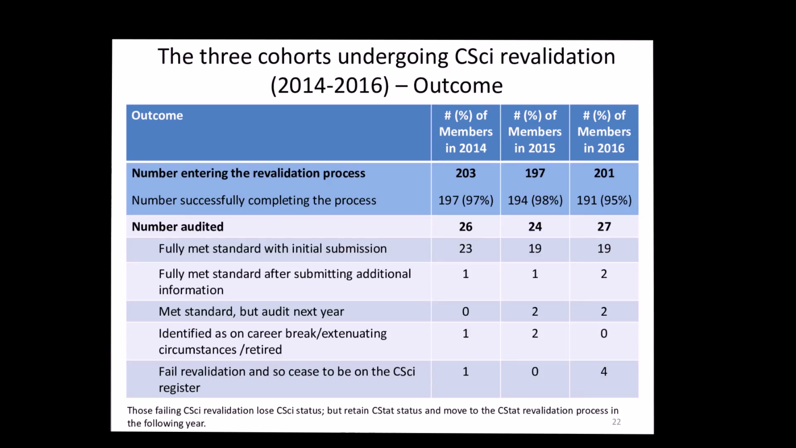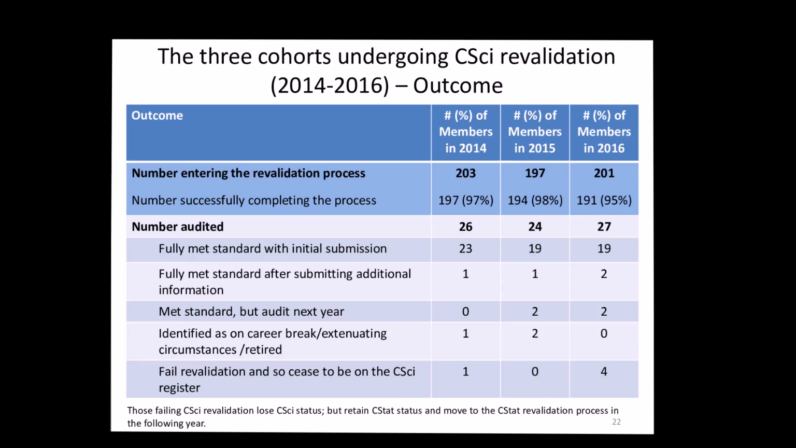So the first row shows the overall numbers in the cohorts, and that 95 to 98% successfully completed the process. And note that to retain CSci status, members must be professionally active, and so some of those who do not successfully complete the process fail because they cease to be professionally active. The subsequent rows show the outcome of the audit process carried out in each of the 3 years, and only 5 members failed the audit process over the 3 years due to failure to submit the requested information.